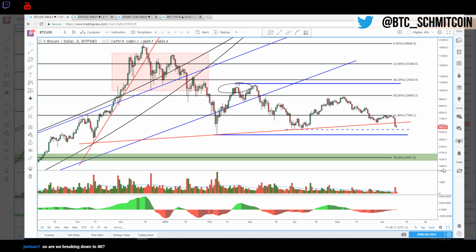Okay, so again, as we enter this price level, keep an eye out for this divergence here. If we form a trading range here or whatever, then this will be nice to check out.